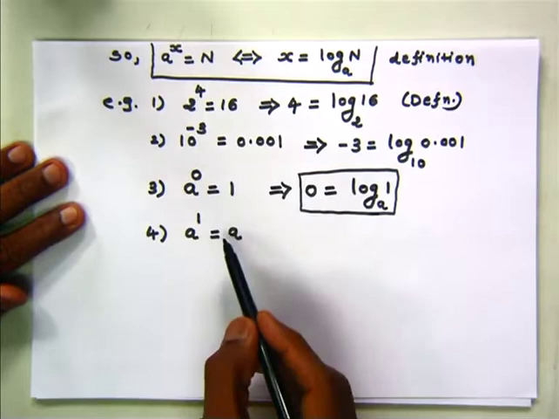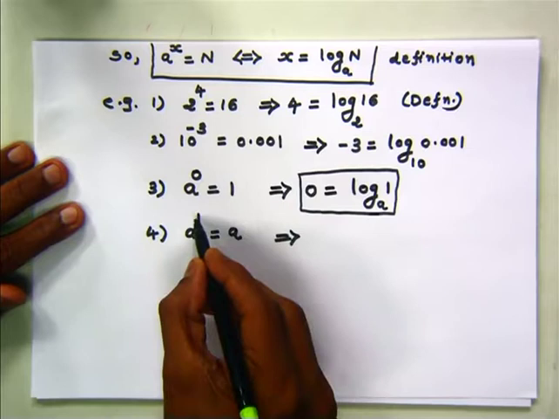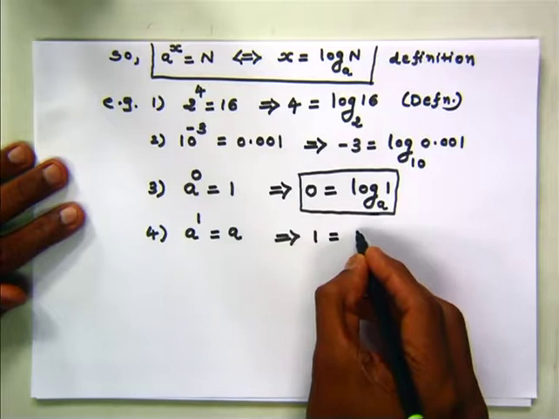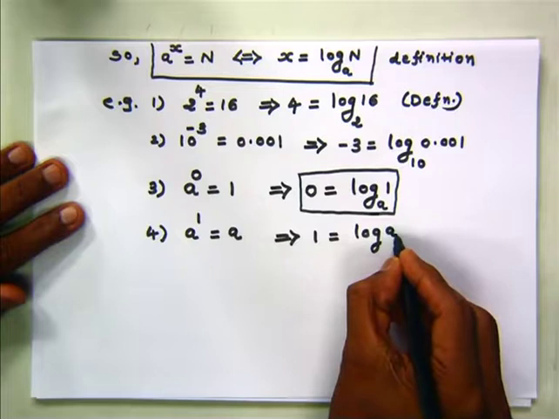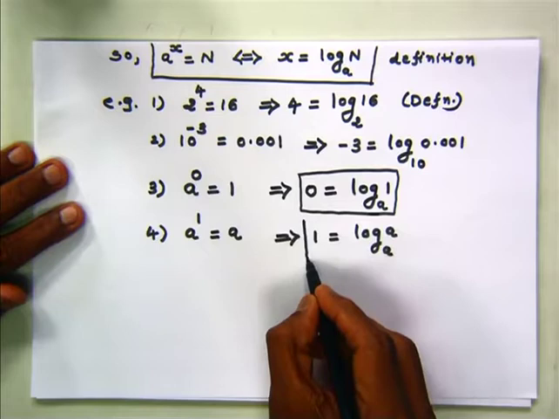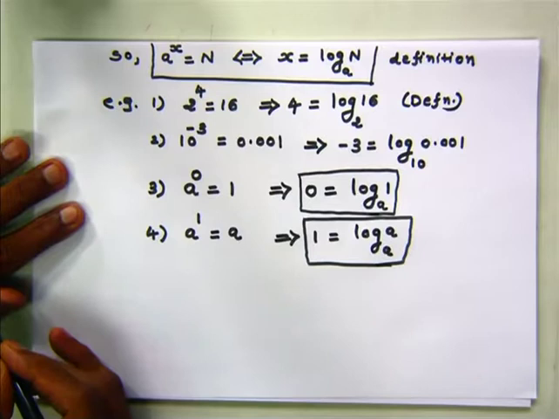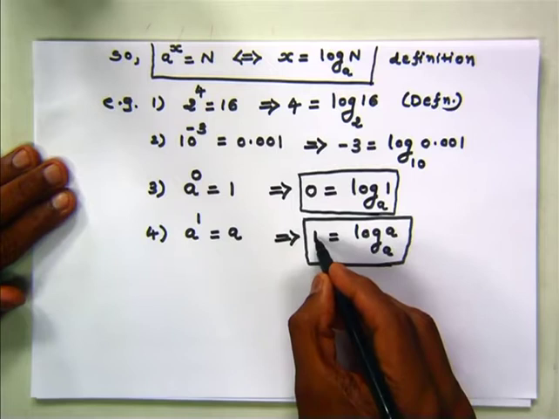Definition says that this power, which is 1, is equal to log of a with respect to the base a. One more very useful result: the value of the logarithm is 1 when the number and the base are equal.